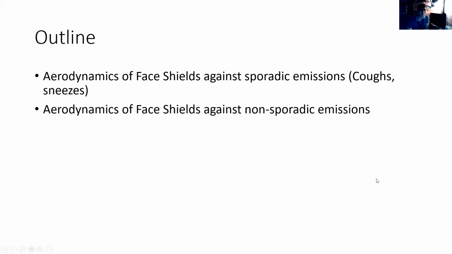So the outline is mainly divided into two: the aerodynamics of face shields against sporadic emissions, and the aerodynamics of face shields against non-sporadic emissions. The main difference is that sporadic emissions are caused by short-term and quite violent releases, or rather they have high momentum the moment they are released. For example, sneezes go about 100 miles per hour while coughs go about 55 miles per hour.